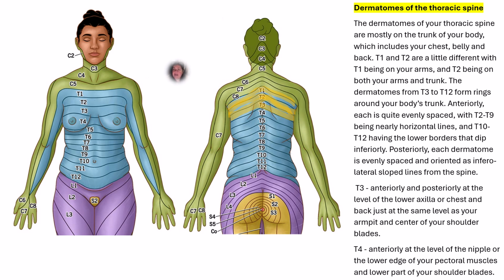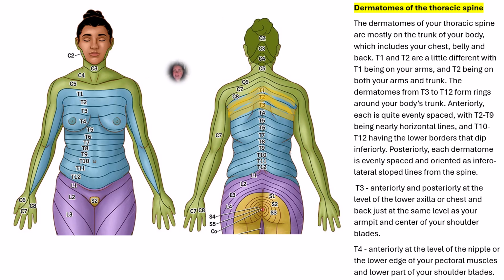All right, anterior on the body, each of these thoracic spinal nerves is evenly spaced in terms of its dermatome, like slices of your body, like sliced bread, all right? With T2 and T9 being nearly horizontal lines slicing across your body. T10 and T12 have the lower borders that dip inferior on the lateral sides down towards the hips.